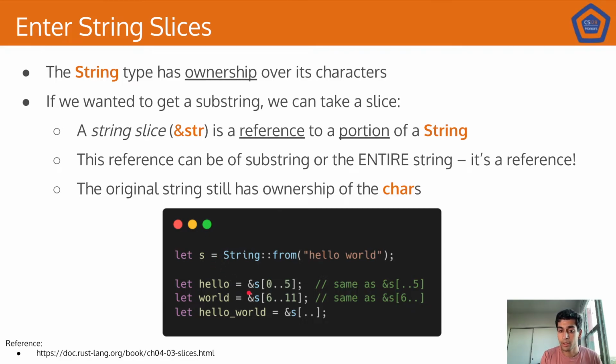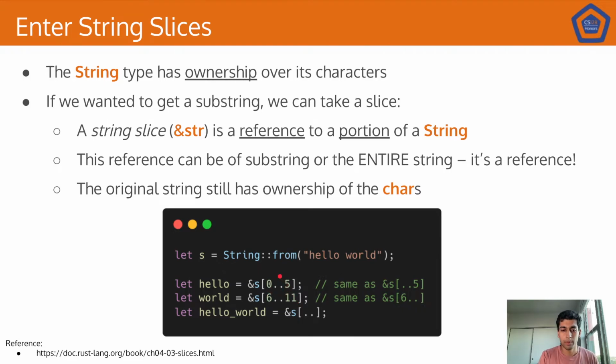So to take a string slice, you borrow your original string, and then you tell Rust how far you want to go, starting from where. So if we wanted to have this hello string slice that just refers to the first 5 characters of the string, we'd say start from index 0 and go to index 5, excluding the last index. So this substring would be just hello. And the same thing applies for world. Start at index 6 and go all the way through index 11.